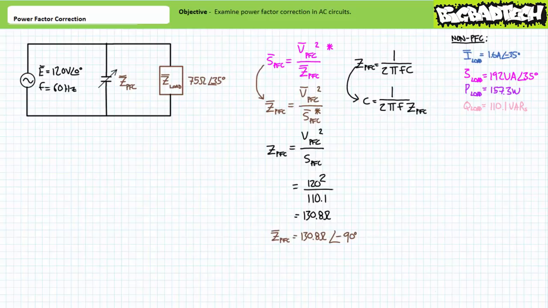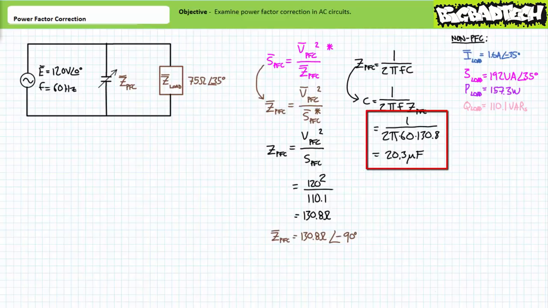Again, don't worry about angles. You know capacitive complex impedance has an angle of negative 90 degrees. Just solve for the capacitance value that yields the desired magnitude. Substituting in our given values, we arrive at a capacitance of roughly 20.3 microfarads.